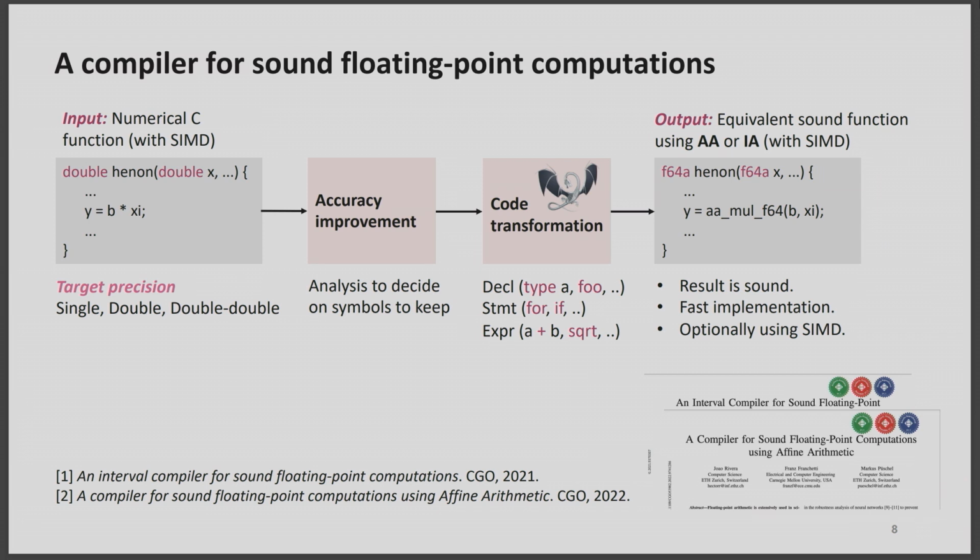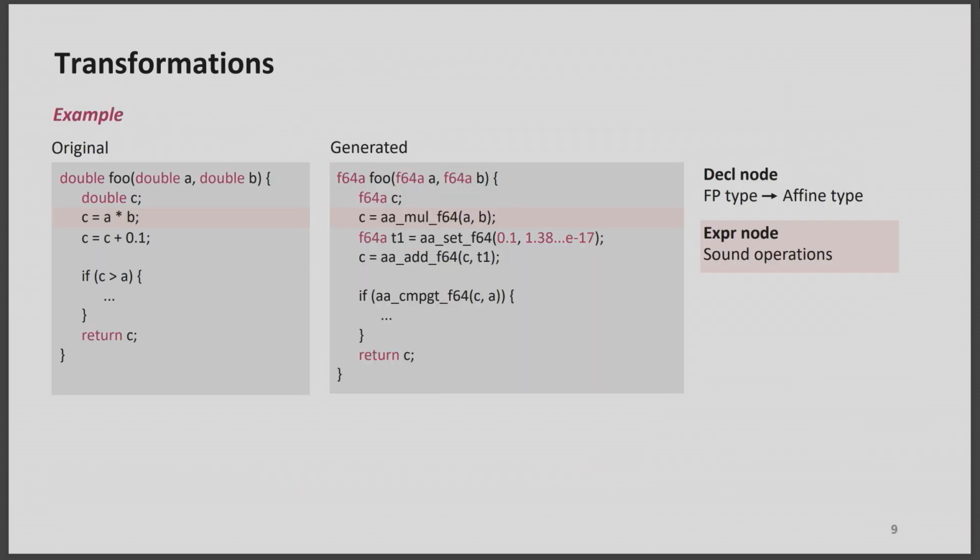So yeah, we have two publications in case you are interested, one for the interval part and the other one for affine arithmetic. And right now I will mainly focus on what I consider more interesting: how to limit the number of symbols in an efficient way in order to not lose much correlation between variables. But first of all, the transformation steps, just so it's clear.